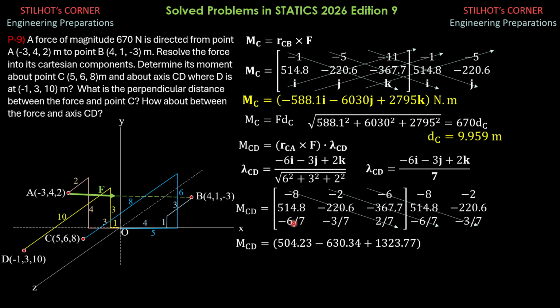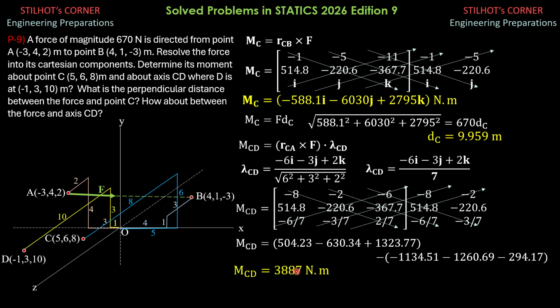Then minus quantity, negative, negative, negative. So minus quantity, negative, negative, negative. So these are the values. You just calculate this product of these diagonals. Those are the values. So MCD is equal to, to four significant figures, 3,887 Newton meter.